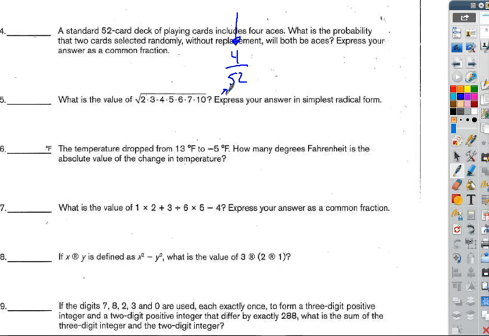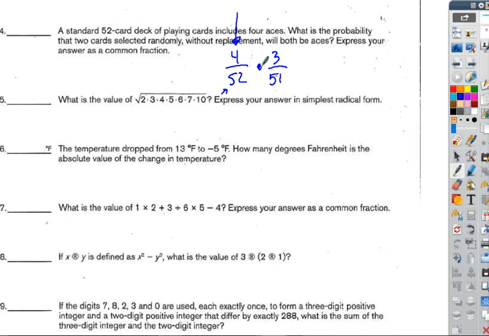And so that is getting my first ace. If I get my first ace, then how many aces are remaining in the deck? Well, 3 of them. How many cards are remaining in the deck? 51. So let's multiply these together, and I will get the probability of getting 2 aces in a row. Let me tell you, it's not a good chance.